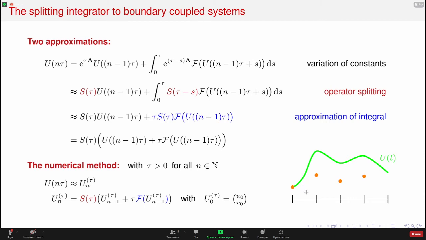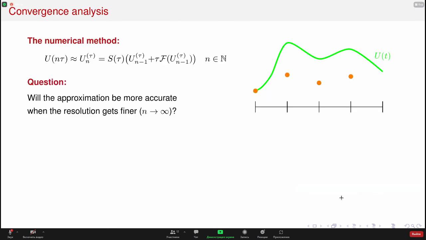I have to call your attention that now, instead of a continuous function, the numerical method only gives some discrete values in time. So this is like 0, tau, 2 tau, 3 tau, and so on. So how to define the convergence?